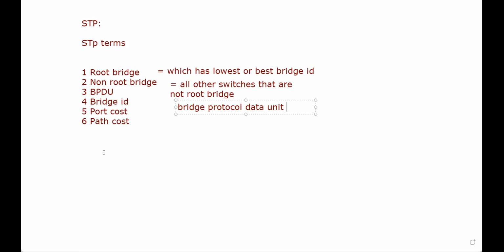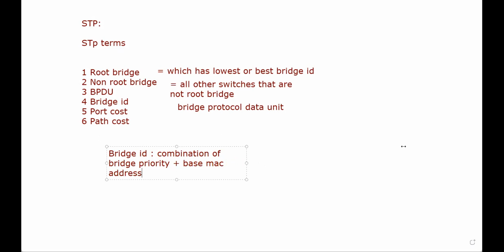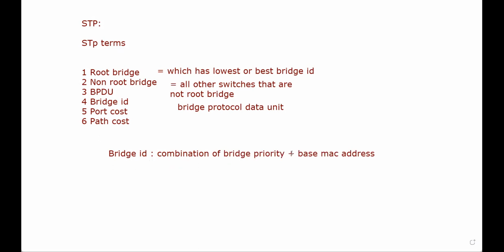Now, what is a bridge ID? This is the most important thing in a switch. Bridge ID is the combination of bridge priority plus base MAC address. Every switch has its own MAC address and bridge priority. Every switch has one fixed priority number, 32768. That is fixed, whether I have 2 switches or 10 switches. That is its bridge priority.